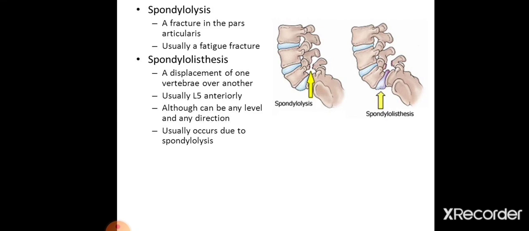Next is spondylolisthesis. It is a displacement of one vertebra over another, and usually the L5 vertebra displaces anteriorly, although it can be at any level and in any direction. It usually occurs due to spondylolysis, that is, fracture in the pars interarticularis.